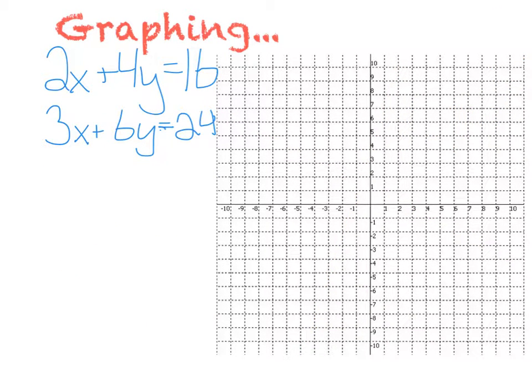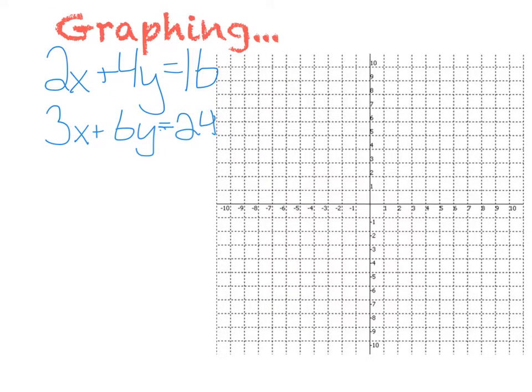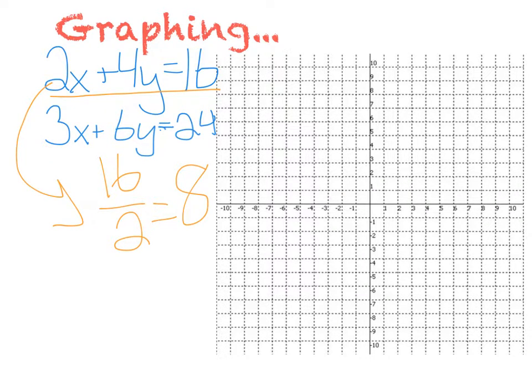Let's try another system. We have 2x plus 4y equals 16 and 3x plus 6y equals 24. To graph 2x plus 4y equals 16, that is an equation in standard form, so I'm going to again find the intercepts. To get the x-intercept, 16 divided by 2 is 8, so I'm going to plot that on my x-axis. To get our y, we're going to take 16 divided by 4, so our y-intercept we're going to plot on our y-axis at positive 4, and then we are going to connect those with a line here.